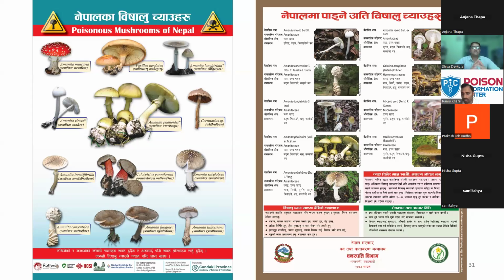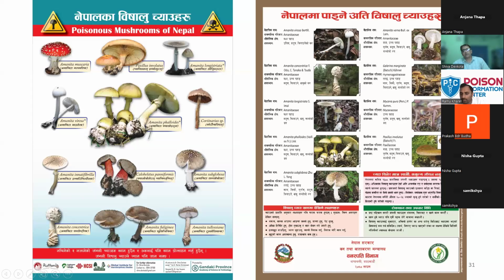In these pictures, if you look clearly, most of the poisonous mushrooms are Amanita. Apart from Amanita, there is one Galerina marginata. This is from Manang, and this is Mycena pura. This is very common everywhere. And this is Paxillus involutus, which is also very common everywhere.